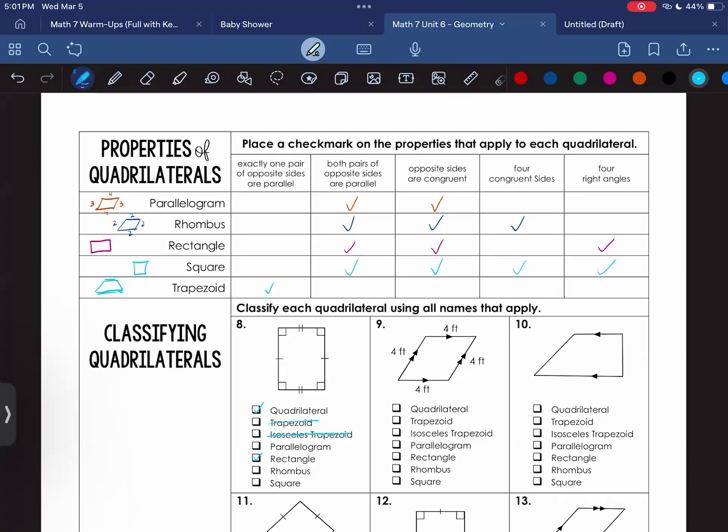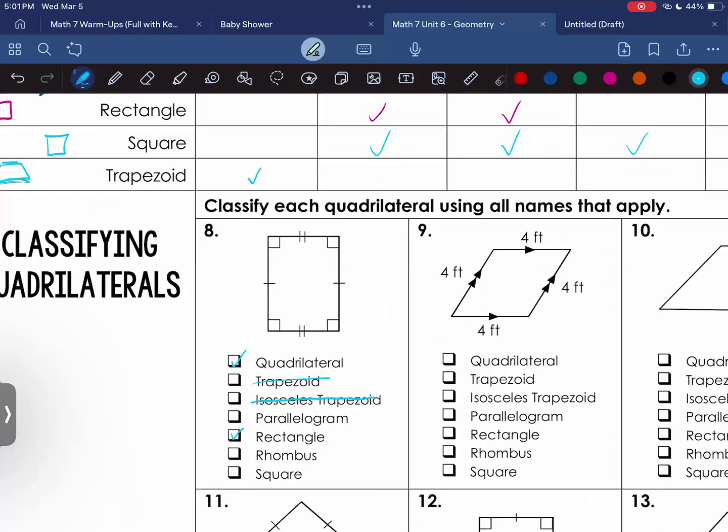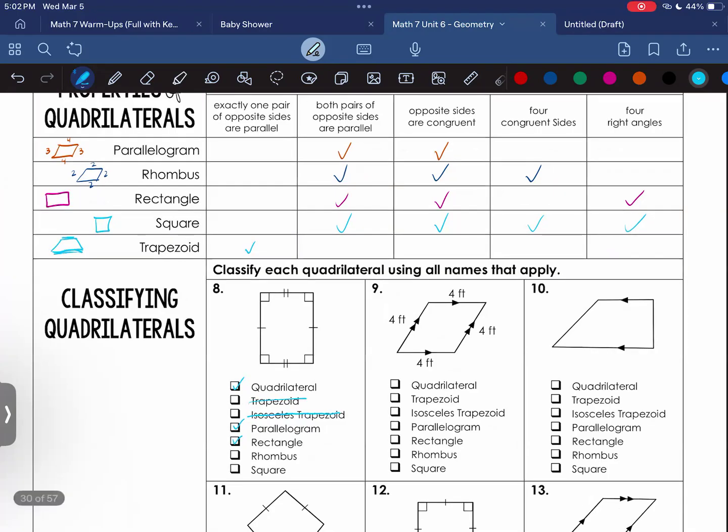A rhombus and a square both needed to have... sorry, a rhombus and a square. Both of these right here, rhombus and square, require all 4 sides to be equal.